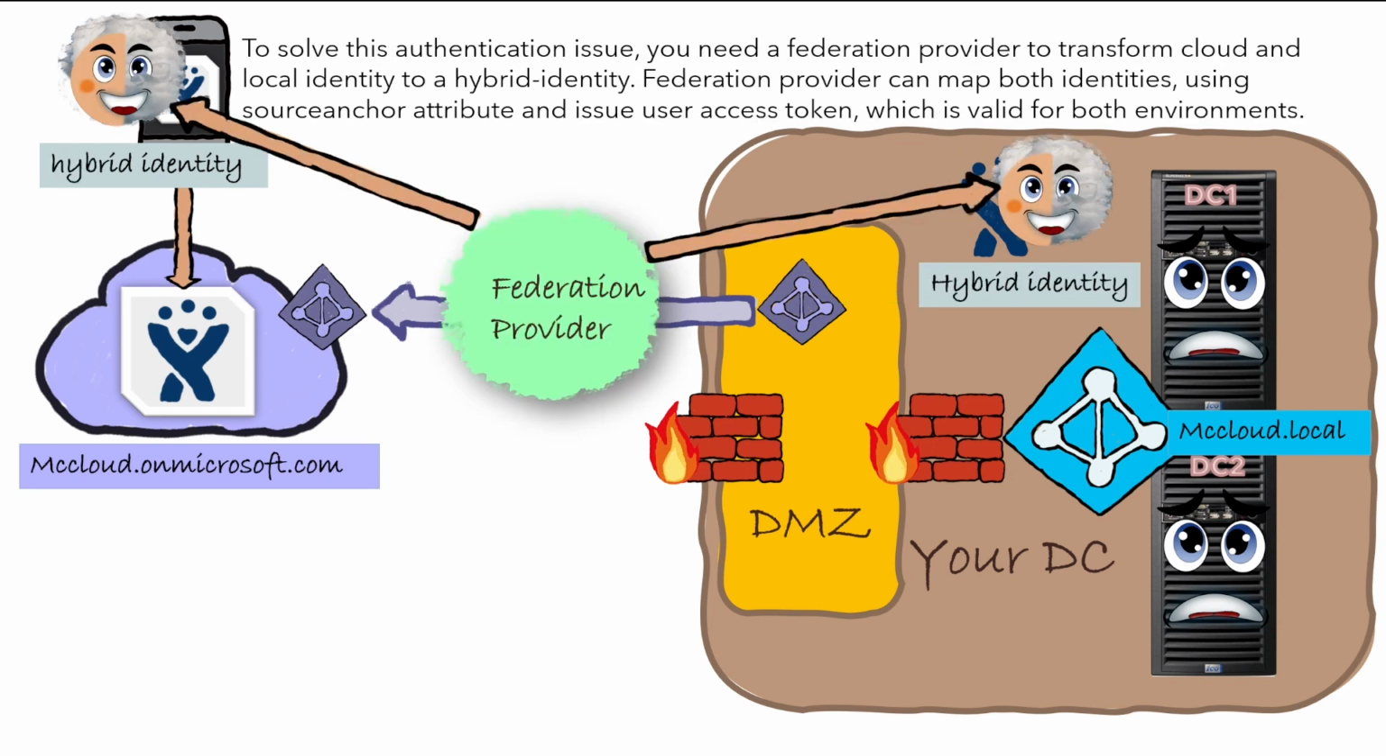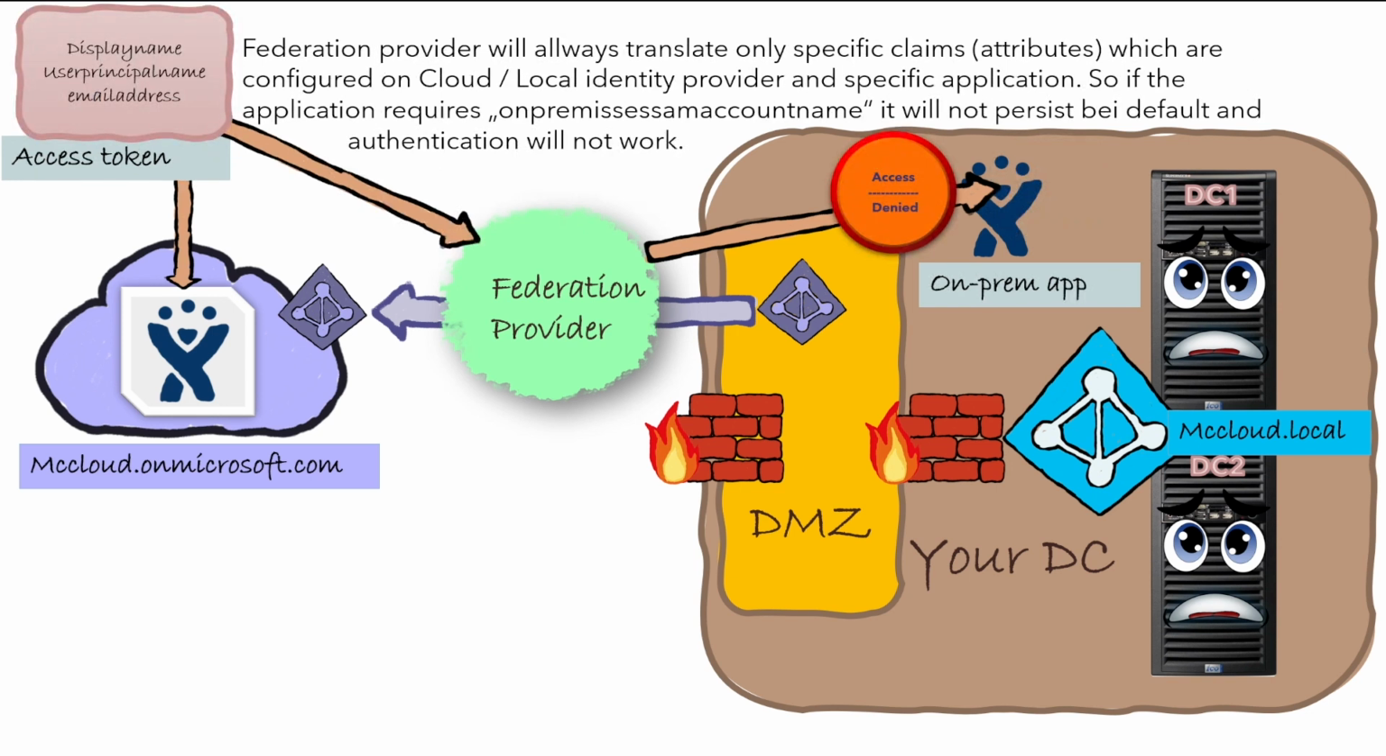To solve this authentication issue, you need a federation provider to transform cloud and local identity to a hybrid identity. The federation provider can map both identities using the source anchor attribute and issue a user access token, which is valid for both environments. The federation provider will always translate only specific claims, attributes, which are configured on the cloud, local identity provider, and specific application.